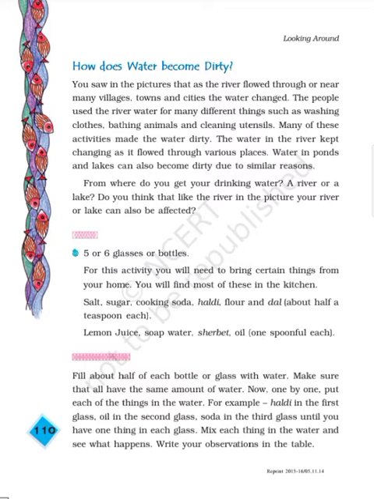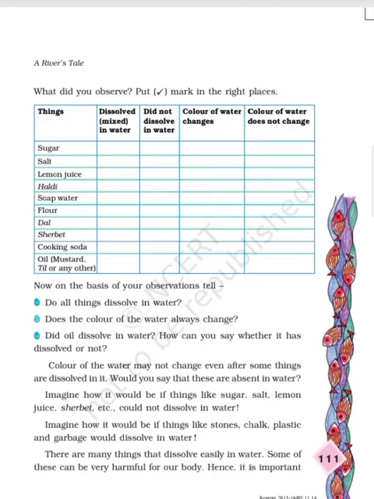Fill about half of each bottle or glass with water. Make sure that all have the same amount of water. Now, one by one, put each of the things in the water. For example, haldi in the first glass, oil in the second glass, soda in the third glass, until you have one thing in each glass. Mix each thing in the water and see what happens. Write your observation in the table. In this table, you have to fill in whatever you observed from that activity. Okay.